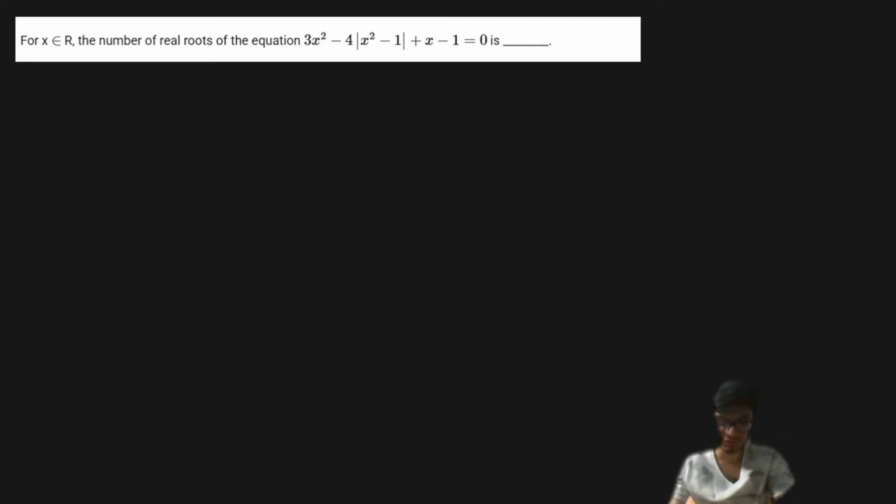The next problem we have is another very interesting problem where the equation is not straightforwardly given, whereas it involves multiple different functions. Here we see a modulus function over here.